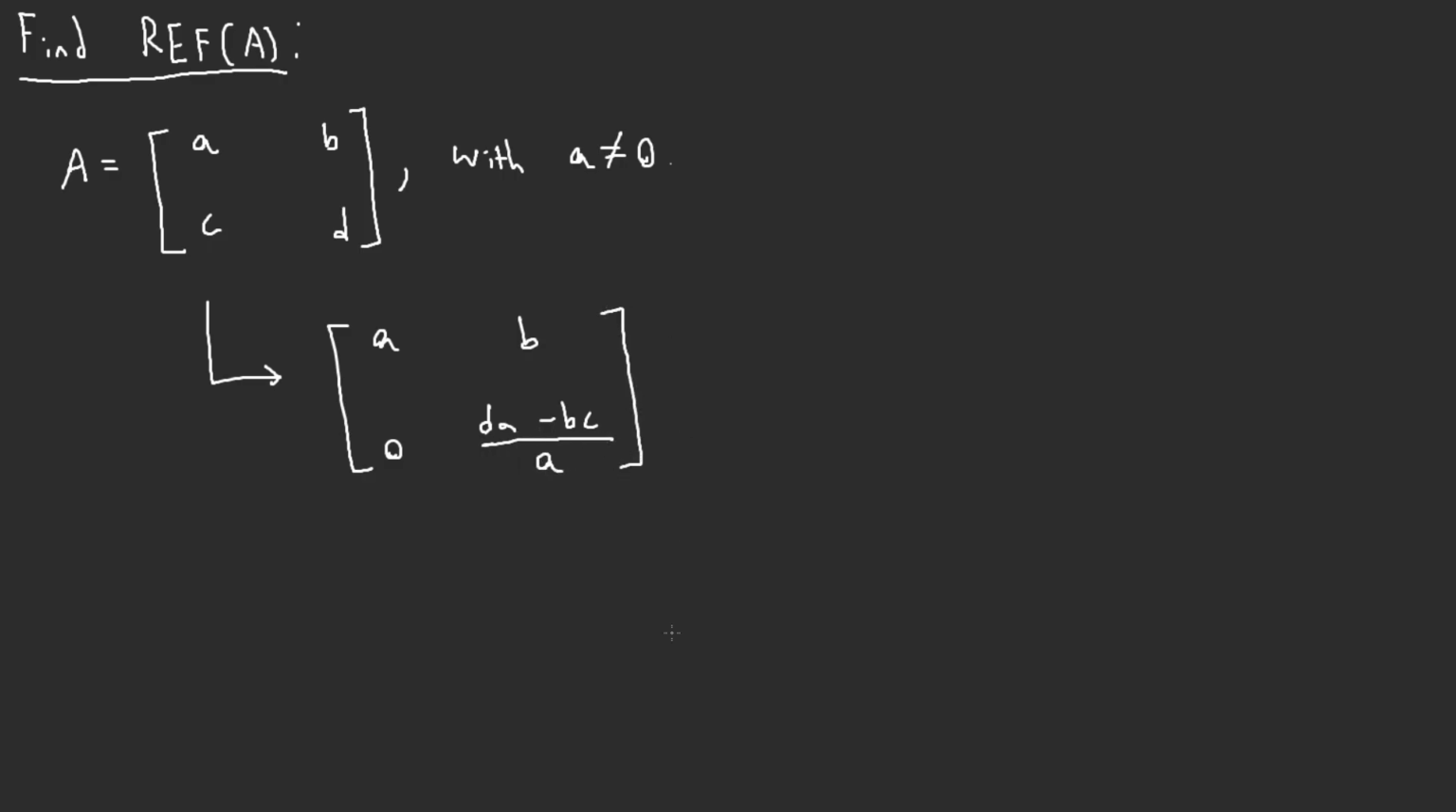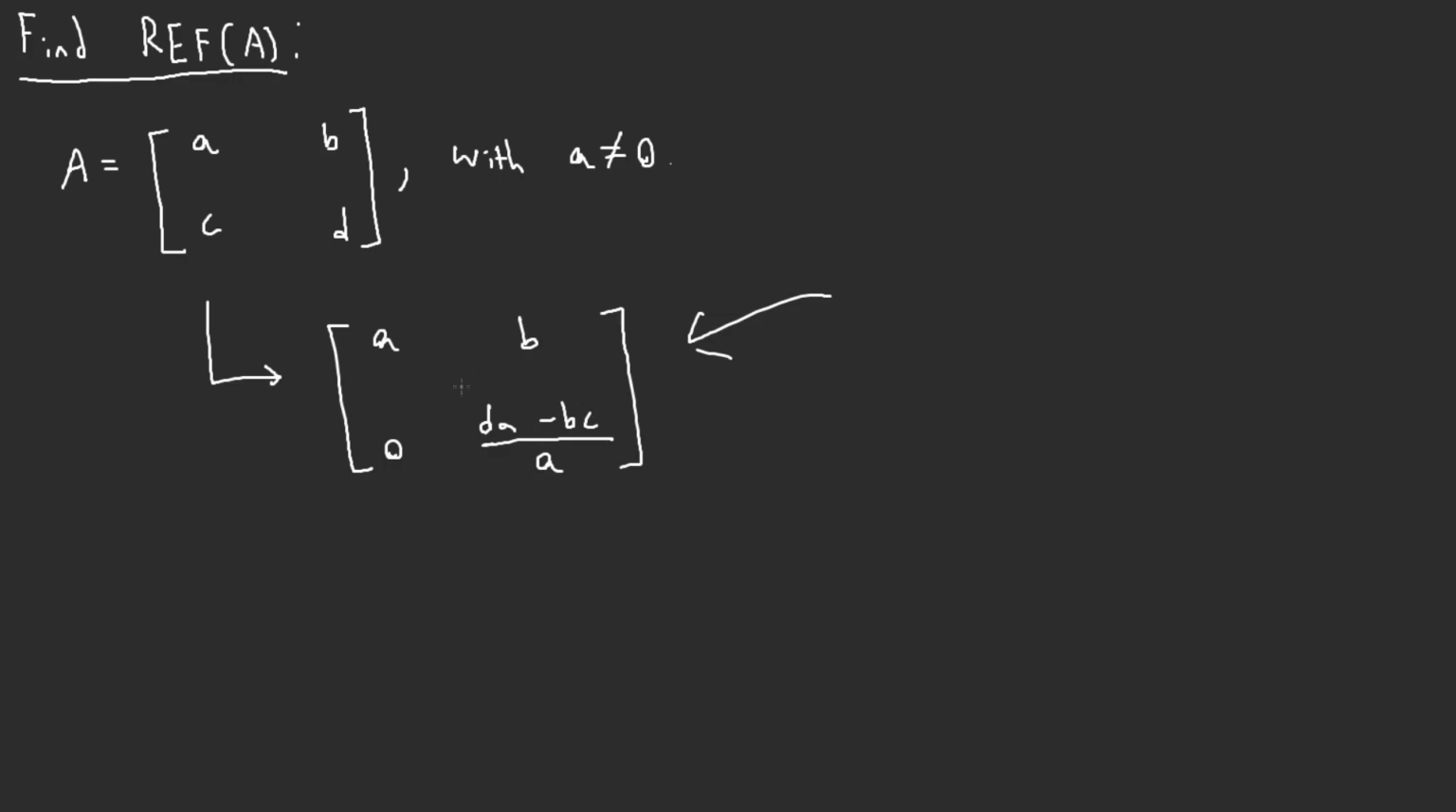Now, I'll tell you, if you hand me any 2x2 matrix, doesn't matter what the entries are, the reduced row echelon form of that matrix is going to be this right here. Always.